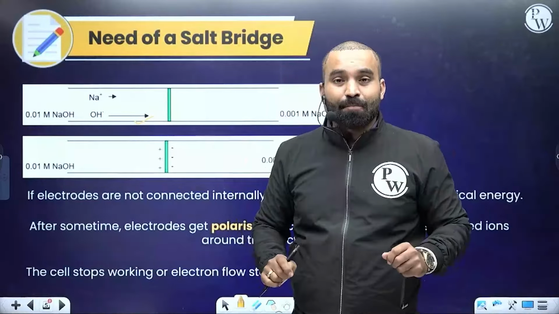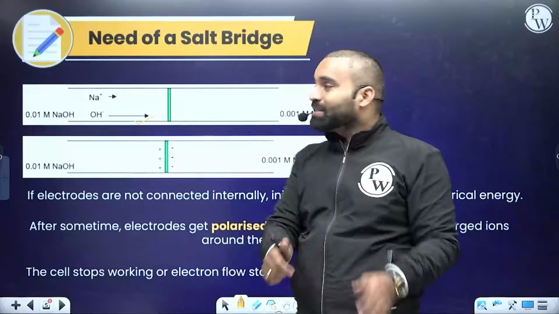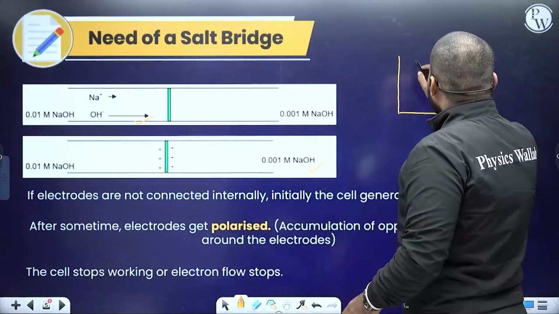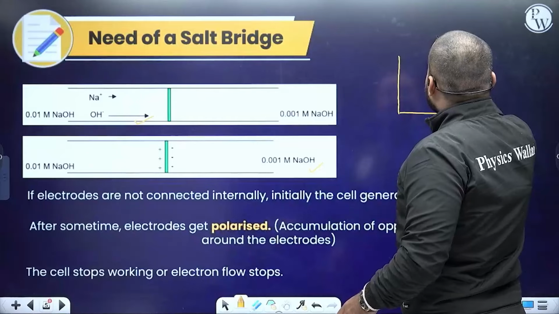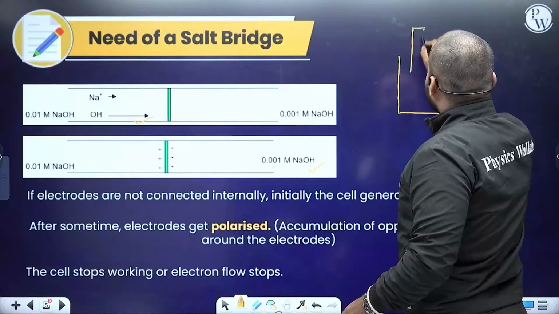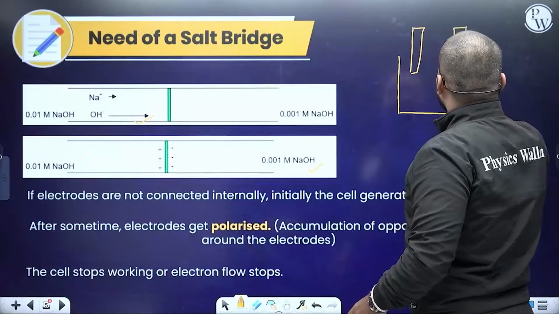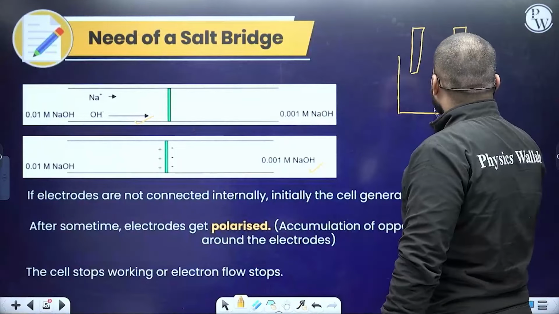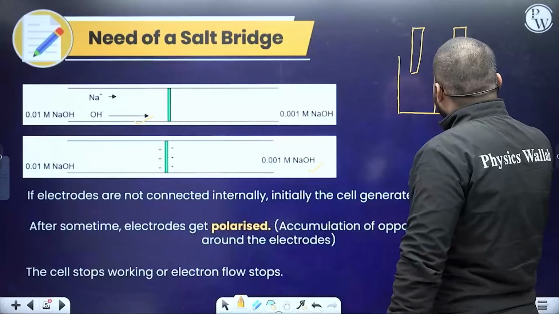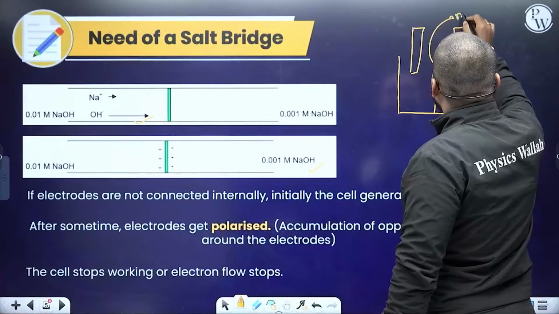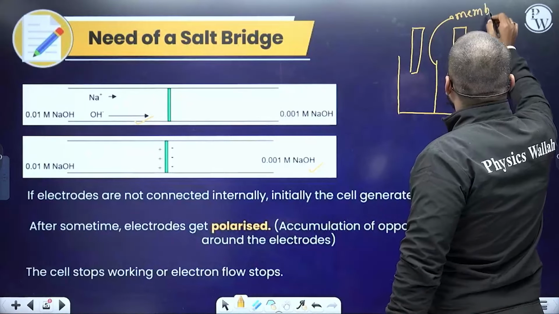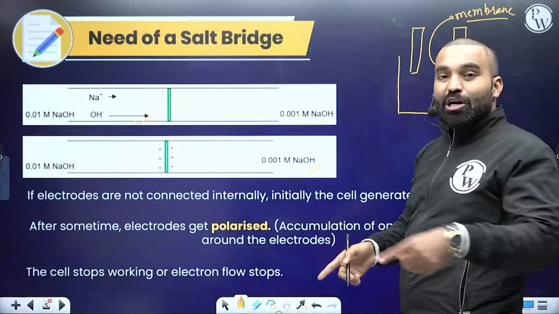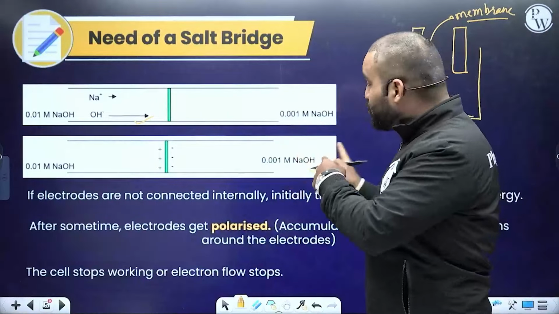This is the reason why we don't just use one single container, and then separate directly, with an anode here and a cathode here. Why don't I dip that solution here? Let's say these are the two containers separated with the help of one membrane. Why don't I just use a membrane? Why do I need to use a salt bridge? I am answering that now. Why am I using that?